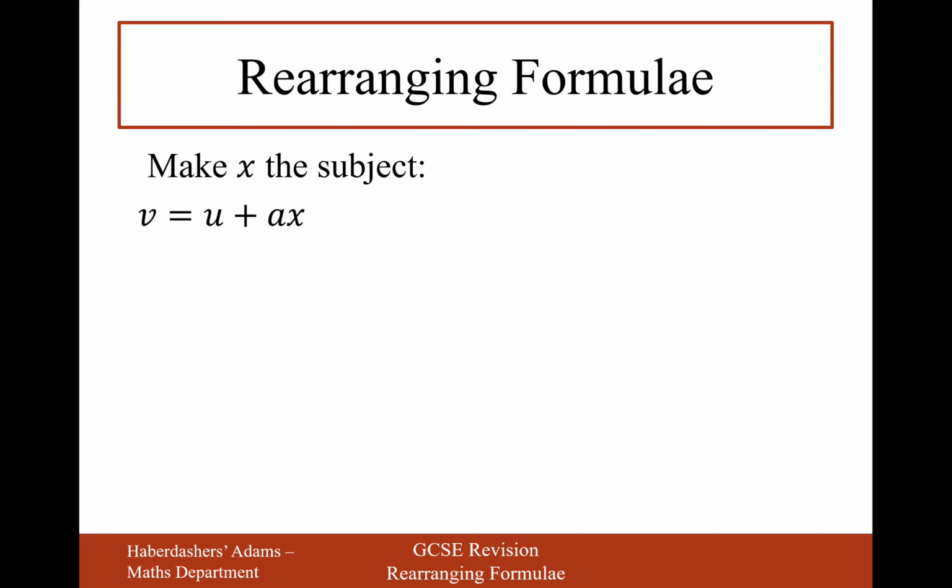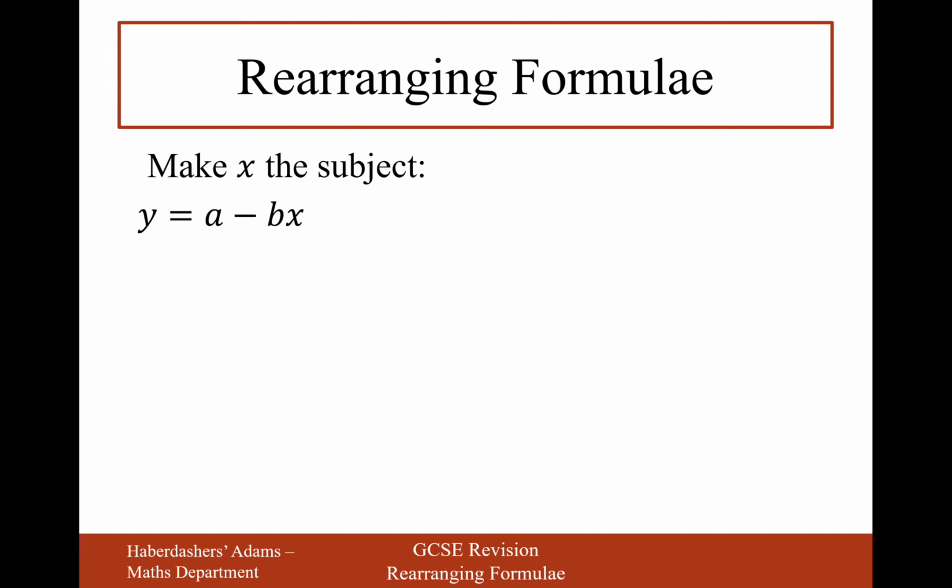Pause the video and give this one a go. I'm going to jump straight into it. So I'm going to first do the take away U, because I've got a multiply by A and an add U. So I need to undo the U first. So it would be V minus U equals AX. And then I've got a times by A, so I'm going to do the opposite of multiplying by A, which is to divide by A. So it would be V minus U over A equals X. And there we are, that's the answer to that question. Let's move on to the next one.